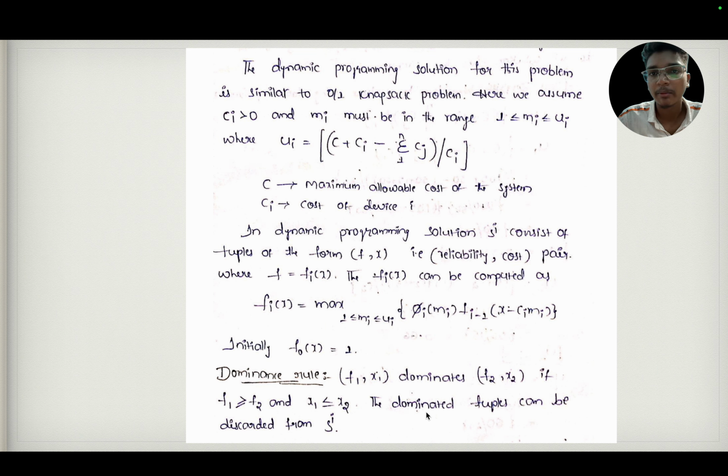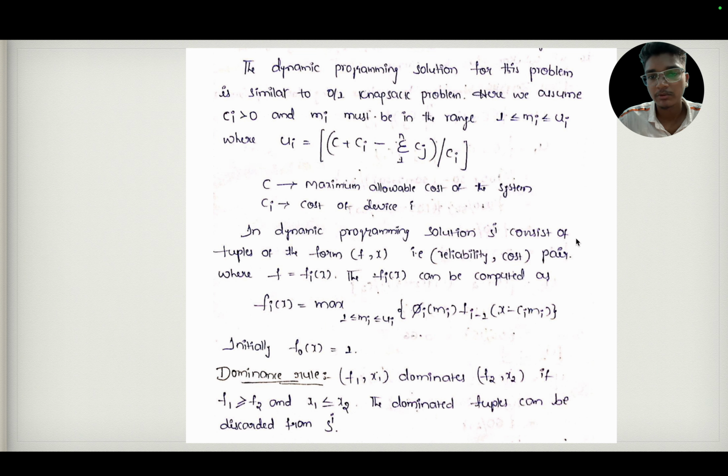In dynamic programming, the solution for this problem is similar to the 0/1 knapsack problem. Here we assume ci is greater than 0 and mi must be in the range 1 less than or equal to mi less than or equal to ui, where there is a formula for calculating ui. ui is the upper value, c is the total cost, and ci is the cost of the device.